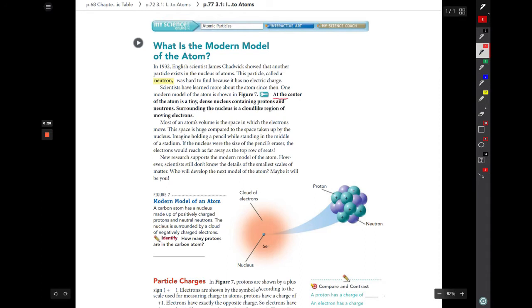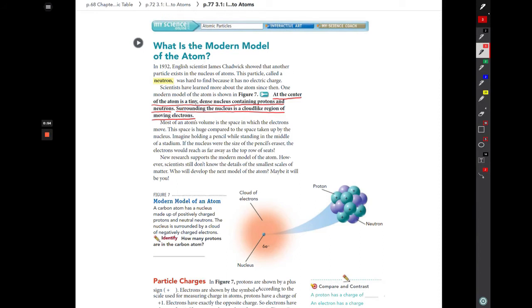It tells us that at the center of the atom is a tiny, dense nucleus that contains protons and neutrons, and then surrounding the nucleus is a cloud-like region of moving electrons. That's where we had gotten to yesterday when we were talking about the model of the atom. We were saying that you have the nucleus at the center, and then the electrons are sort of in that electron cloud out around the nucleus.